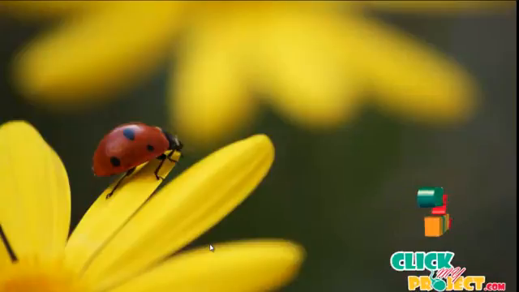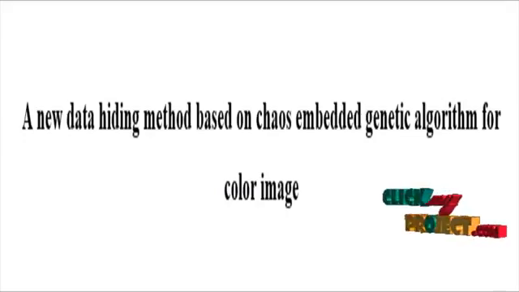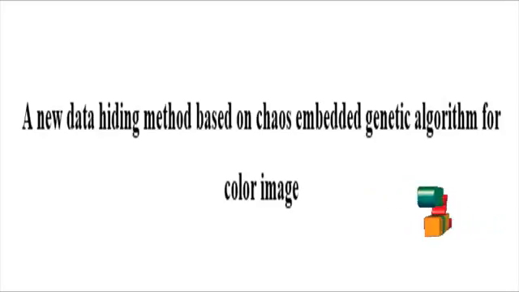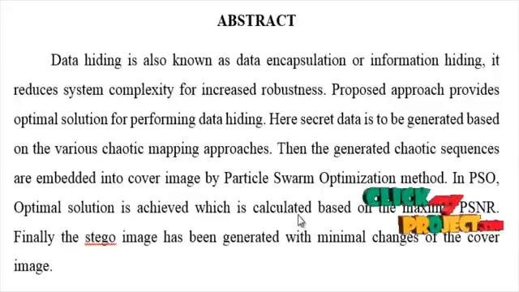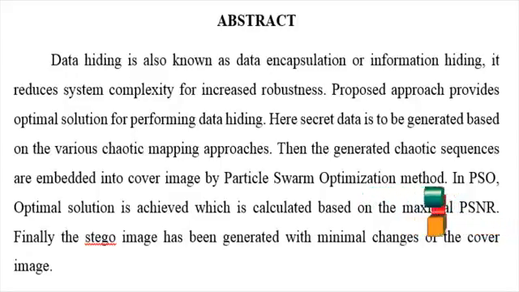Welcome to ClickMyProject.com. Let me discuss the project, a new data hiding method based on Chau's embedded genetic algorithm for color image. Let me discuss the abstract of the project. Data hiding is also known as data encapsulation or information hiding. It reduces system complexity. For increased robustness, the proposed approach provides an optimal solution for performing data hiding.